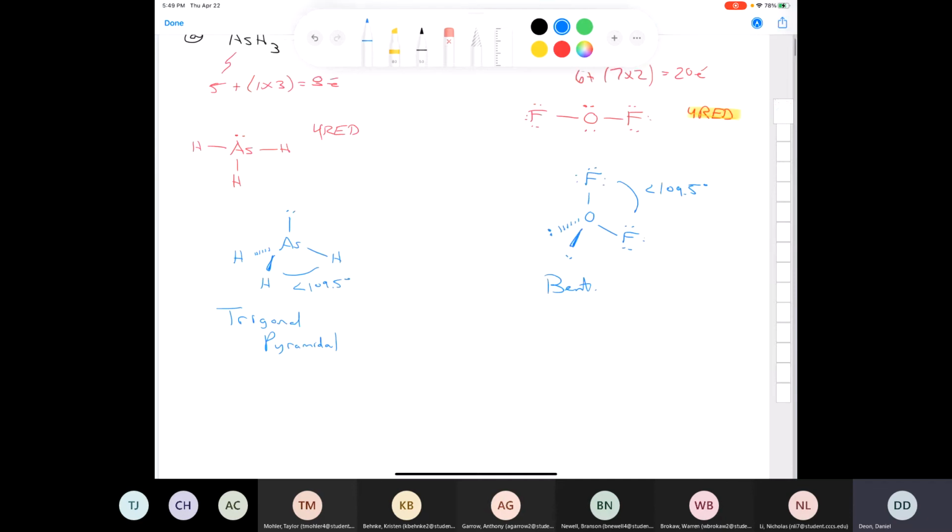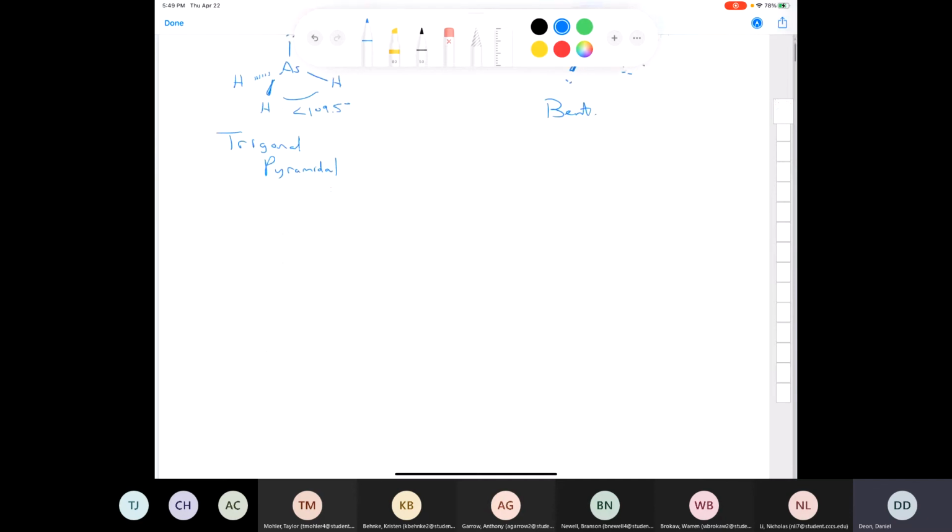Let's move all the way down to, let's move to I3 minus. So this one is D. We'll do a couple more. This is I3 minus 1. So iodine is a halogen. It has 7 valence electrons. We have 3 iodines. So that's 21 plus 1 from the minus 1 charge. That gives us a total of 22 valence electrons.